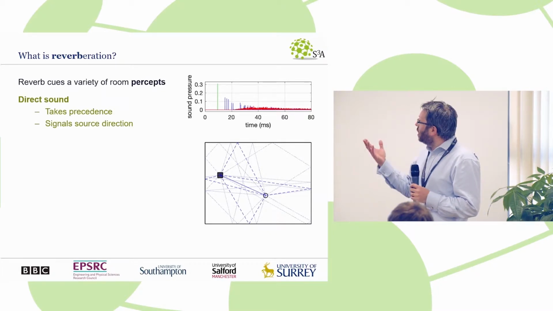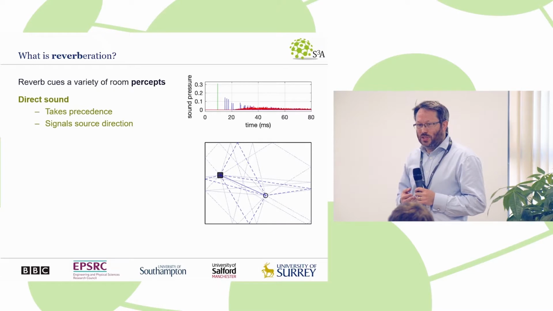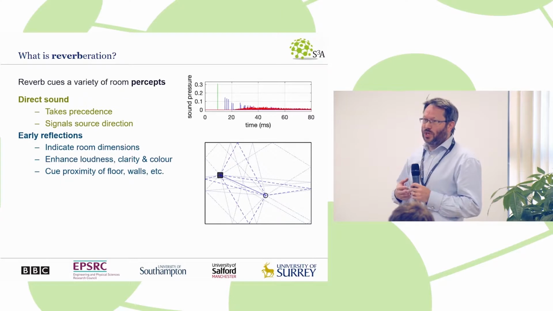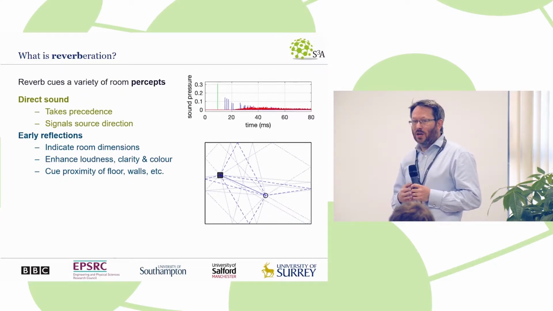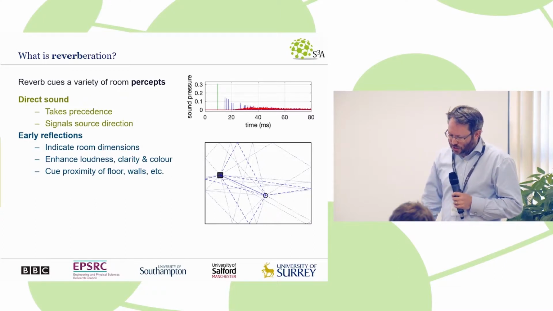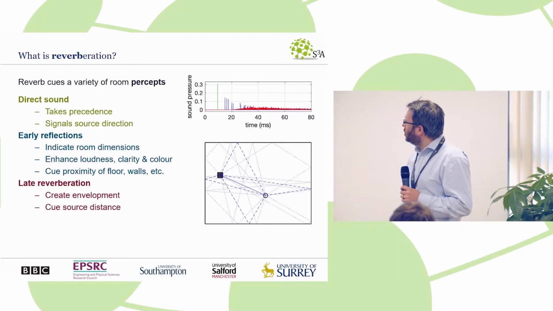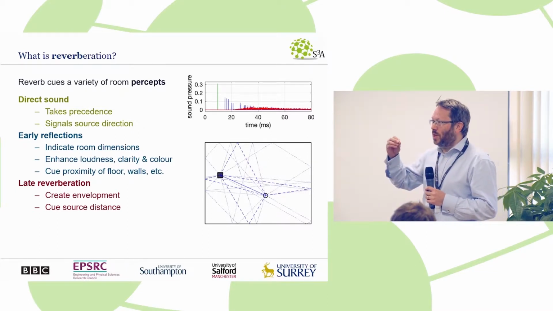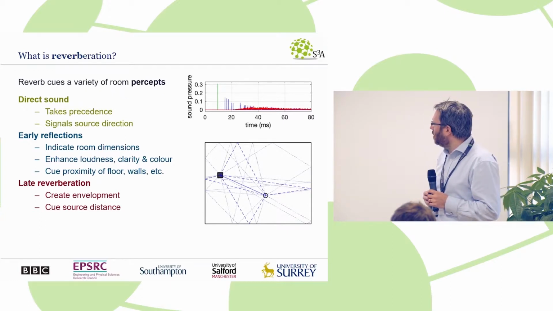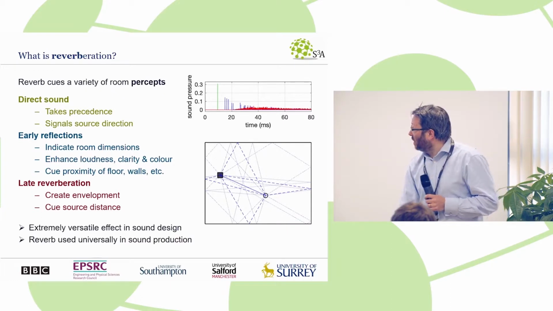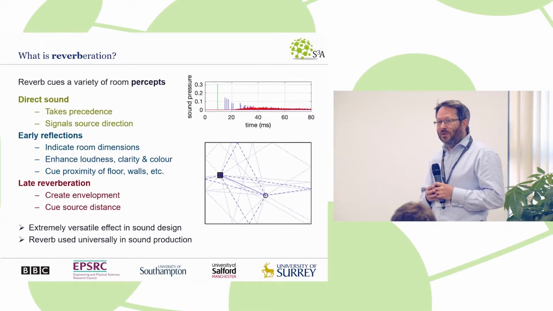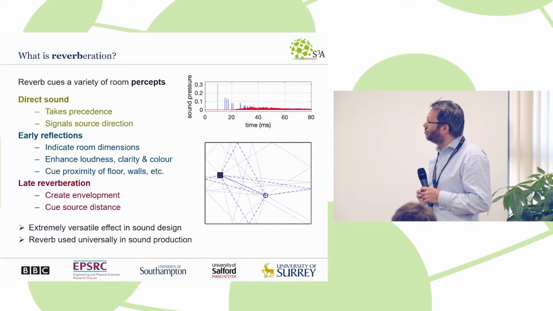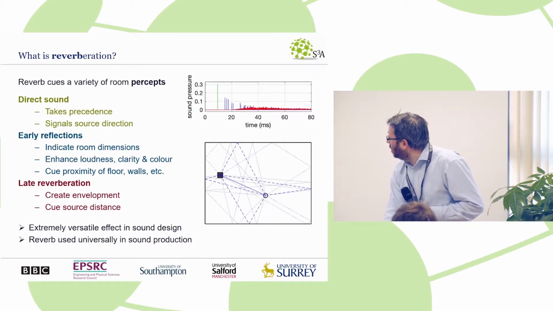So we want to think about the direct part as the thing that takes precedence and signals the direction of the source. And from the early reflections, we get information about room dimensions. The early reflections can enhance the loudness, clarity, and colour. And the late reverberation gives us this sense of envelopment, and also is a very important cue to the distance of a particular sound source within the environment. So because of this, reverb is an extremely versatile effect in sound design, and it's used universally in sound reproduction to create these impressions that are so important.